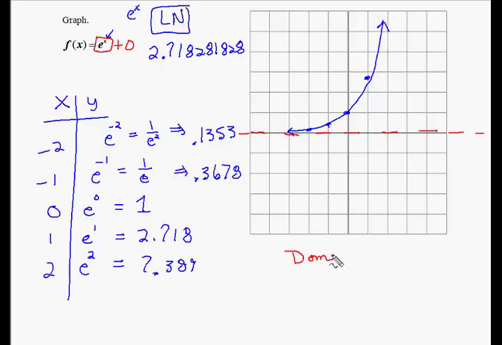So our domain for this function, and remember this will be on the final exam, domain and range, is from minus infinity to positive infinity, from the left to right, and the range is how low it goes, doesn't quite get to 0, and how high it goes, off to infinity.